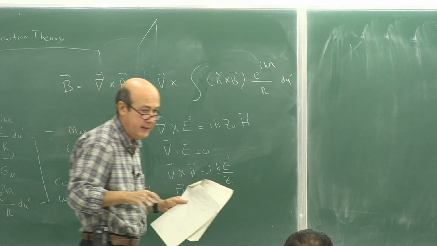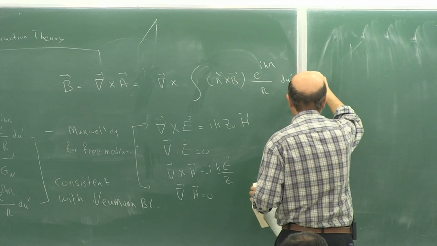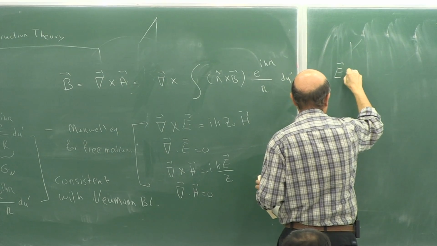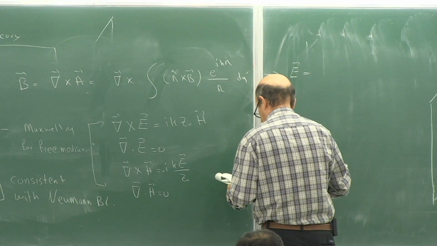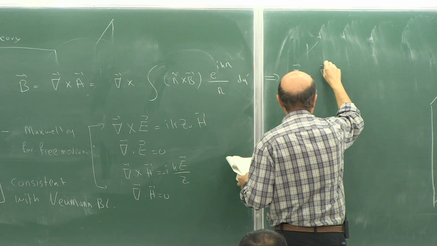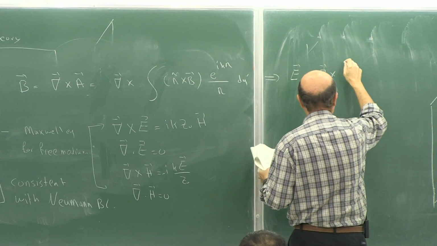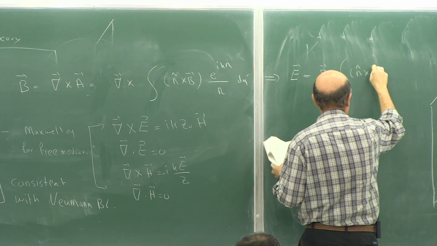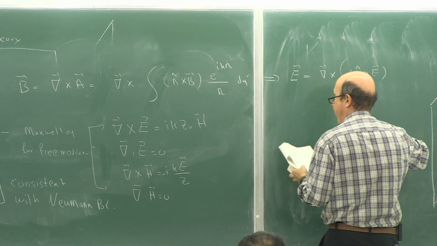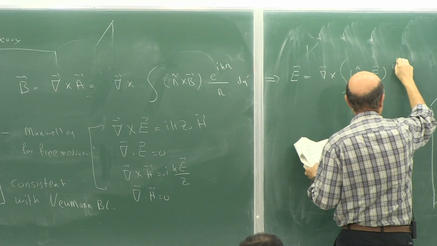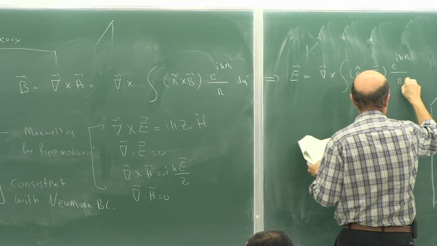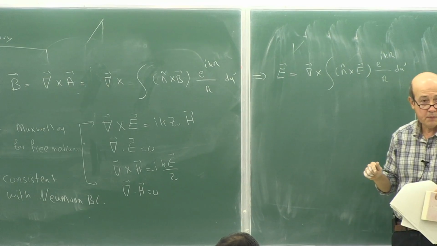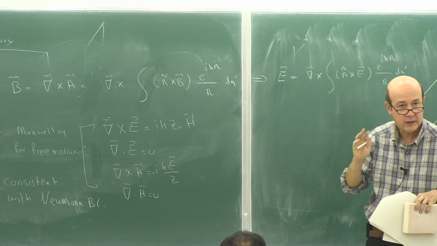That means that you are allowed to replace the field in the following form: curl of n cross E, e to the ikr over r, d prime. This replacement is important because this is satisfying the Kirchhoff rules.